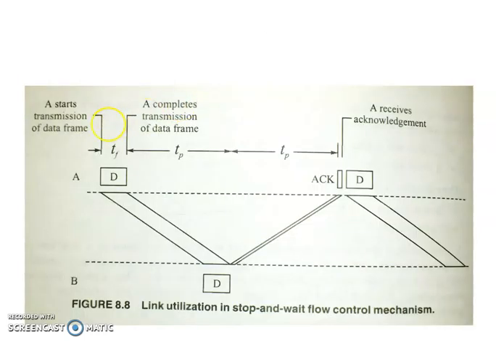Then we discussed link utilization. If you calculate this properly, you will find that the link utilization efficiency is very poor when the time to transmit the frame, that is TF, is significantly less than the propagation time. If you compare TF with the propagation time, that is TP, you see that a lot of time is wasted simply propagating the frame, and then the station remains idle. It cannot send the next frame. Only after the acknowledgement reaches from the receiver does it send the next frame. So the link utilization efficiency is very poor here.